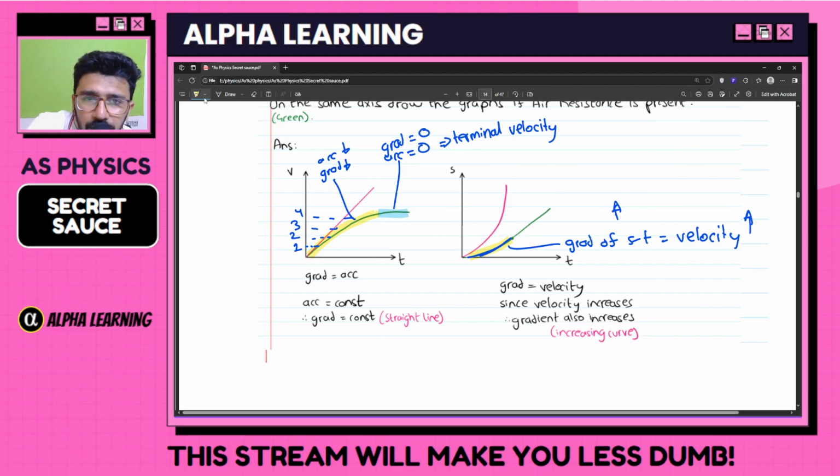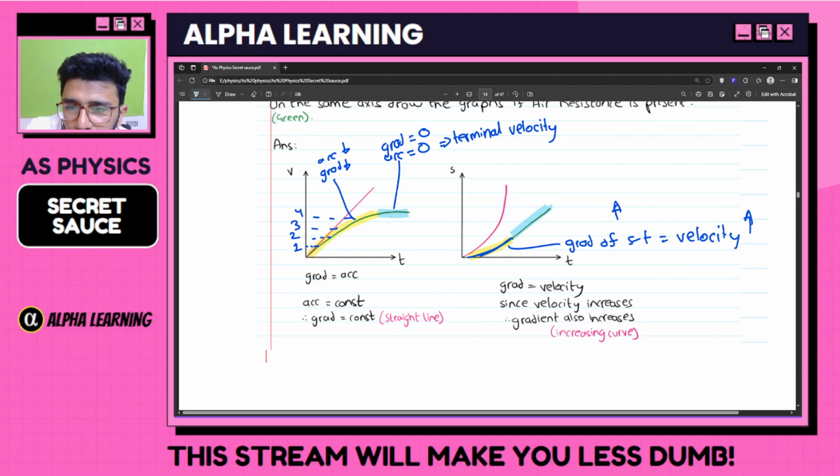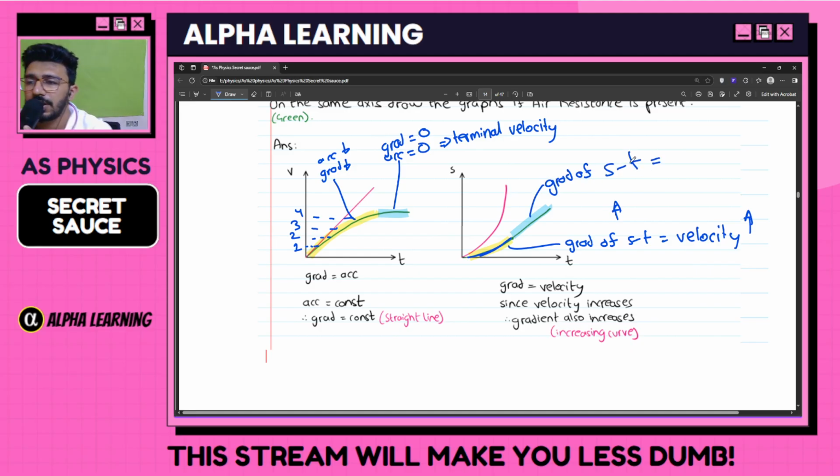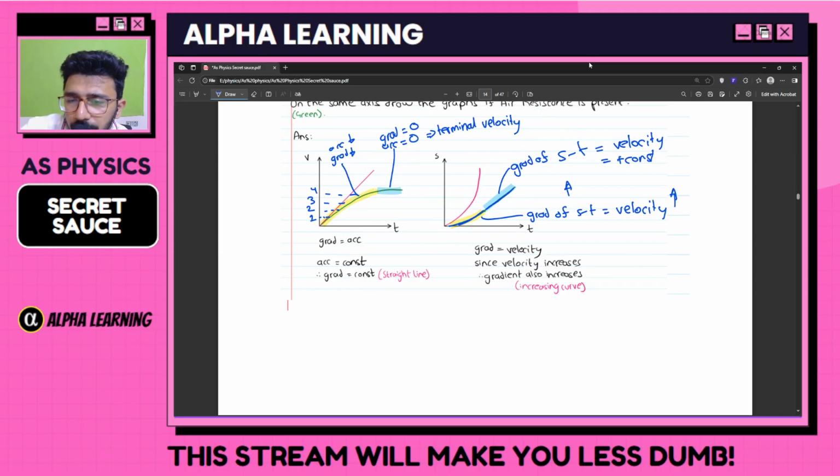For the blue region, sorry, my bad, can you realize that the velocity has gotten constant? If the velocity is constant, that means the gradient of the displacement time graph, which I have represented with S, is constant. The gradient of displacement time graph is velocity. If velocity is positive and constant, the gradient will also be positive and constant. If the gradient is positive and constant, you draw an upward sloping line like this.